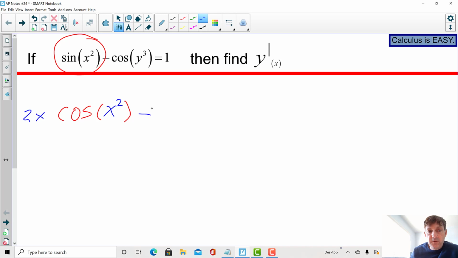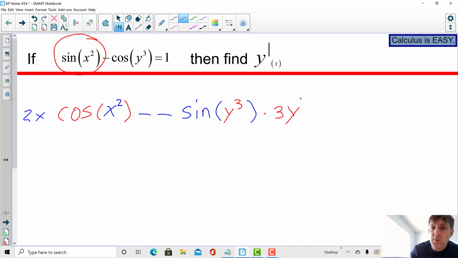What is the derivative for cosine? We would get negative sine. And then we say, wait a minute, it's not just an x, it's a y to the third. So we're going to have to do the derivative of y to the third, and that would be 3y squared. And we have to say, wait a minute again, because it's not an x, it's a y. So I'm going to have to do the derivative of y, and that will be y prime. Okay, on the other side of the equal sign, we have a 1. The derivative of 1 is just going to be 0.